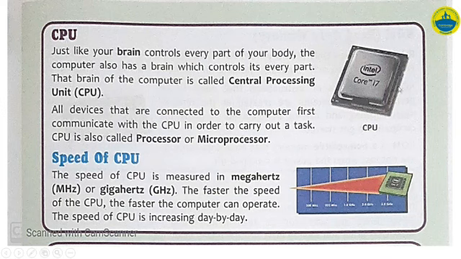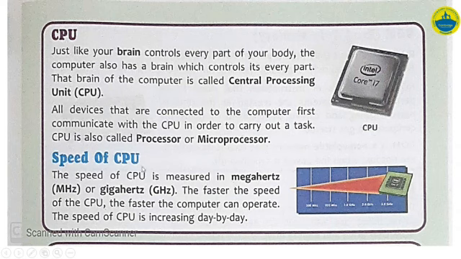Now this processor is responsible for controlling each and everything in your computer. It is also known as the brain of the computer. Just like your brain controls every part of your body, the computer also has a brain which controls every part, and this is called the central processing unit, or CPU. It is also called the processor and microprocessor, which is responsible for communicating and carrying out all the tasks.